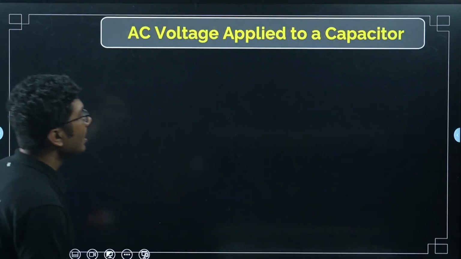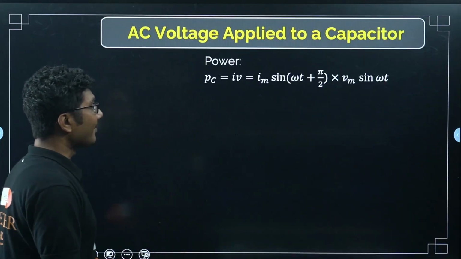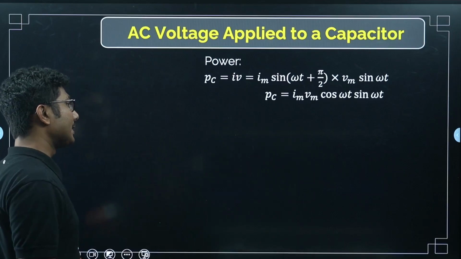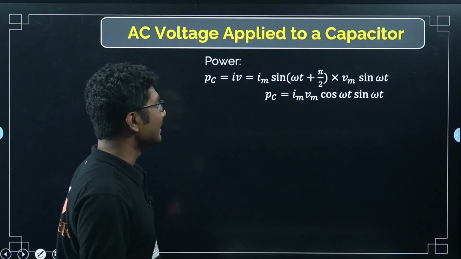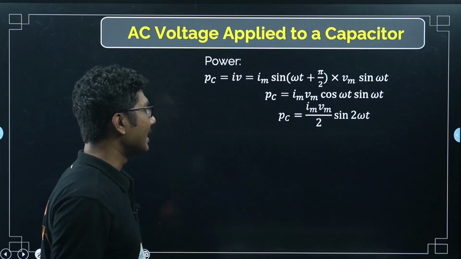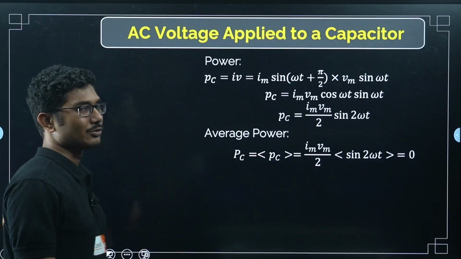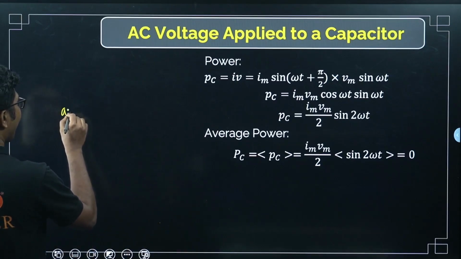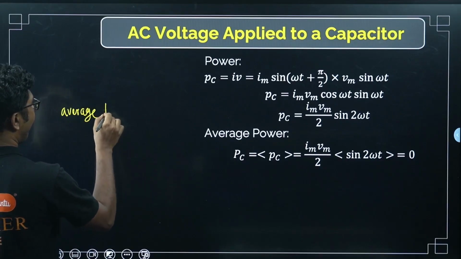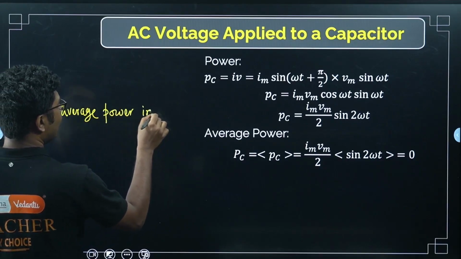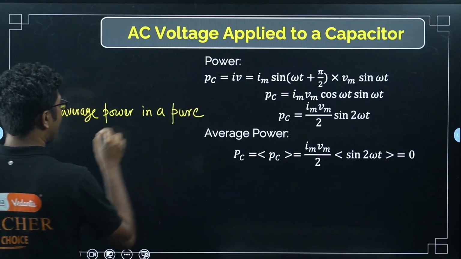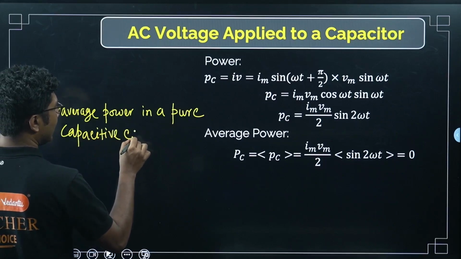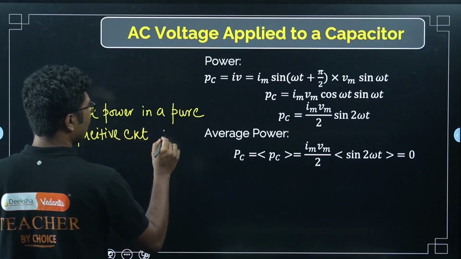Now let's look into the power part. So power is again the same way. We can write this as Im sin omega t plus pi by 2 into Vm sin omega t. So you know the drill. Similarly we will write this like this, and then again Vm Im sin omega t, or average power will again be 0. So power in a pure capacitive circuit is also 0. So average power in a pure capacitive circuit (CKT) is 0.